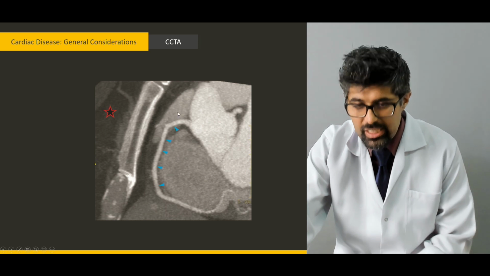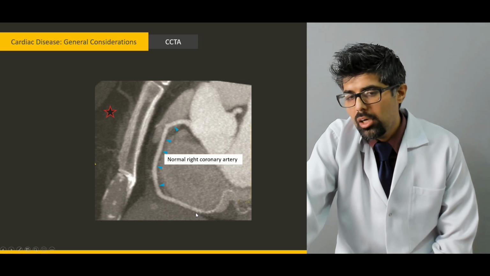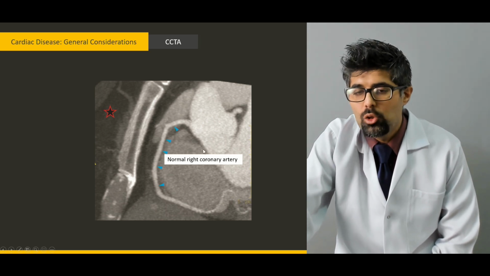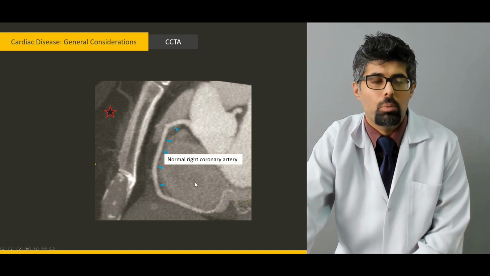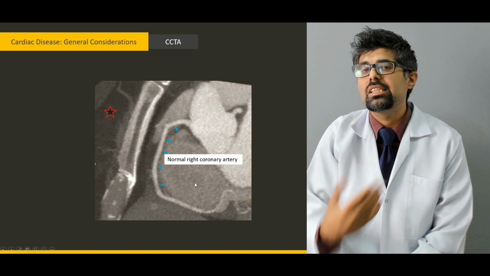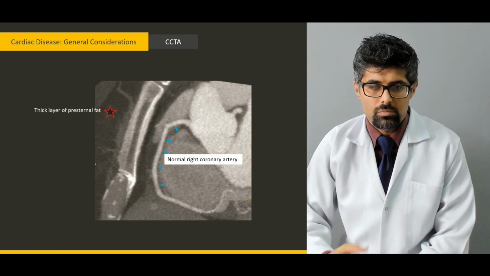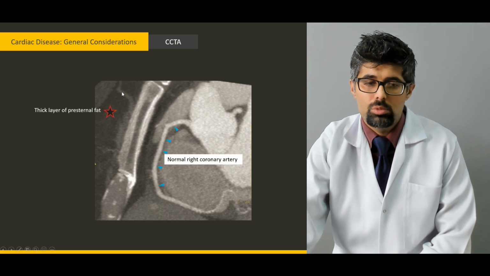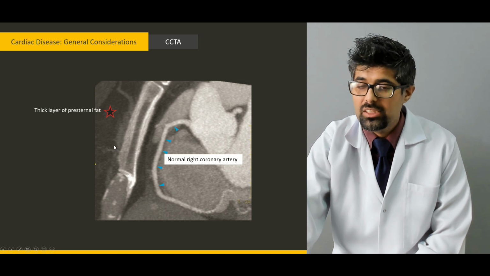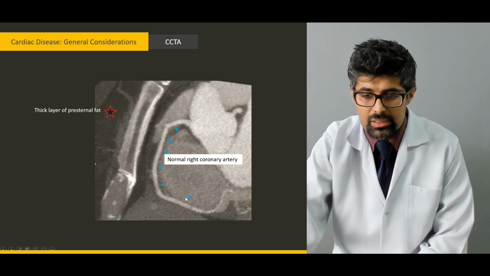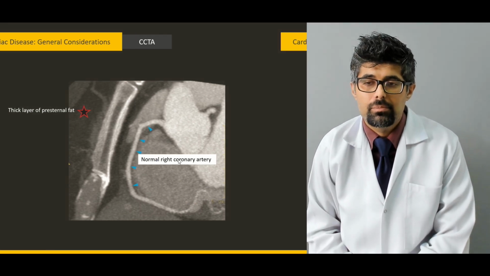Here, as you can see, this vessel is the right coronary artery, and it's normal, it's patent, blood is flowing, there's no problem with it. So it's a normal CCTA image. This here, though, is the thick layer of pre-sternal fat, so it has nothing to do with blood. This is the lumen of the RCA.